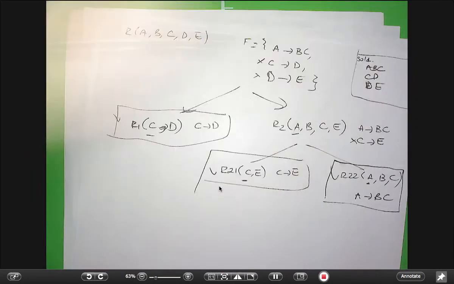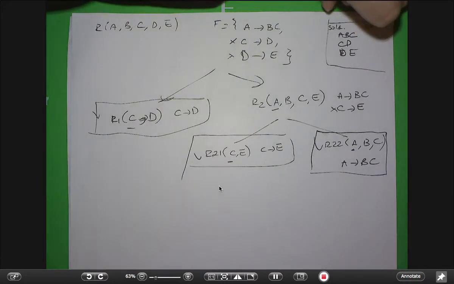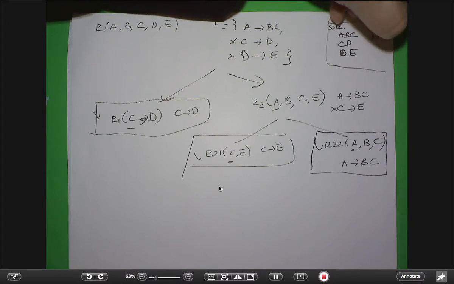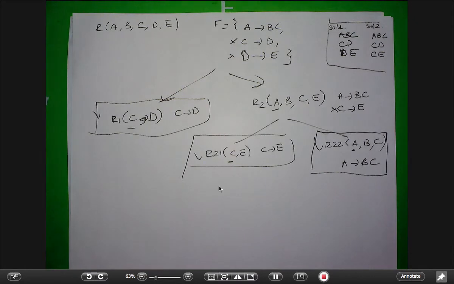So this is what I get. Is this the same one as before? So my new solution, solution 2, is ABC, CD, and CE, right? They are not the same. This is still guaranteed to be lossless because of the way that we are doing this, okay? I don't have time to prove, but take any of these decompositions and apply the chase algorithm.